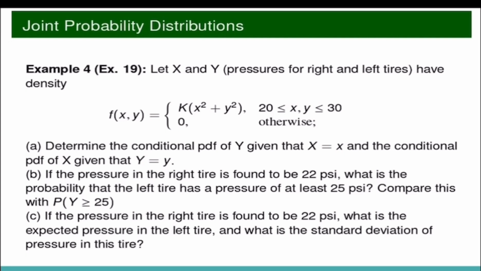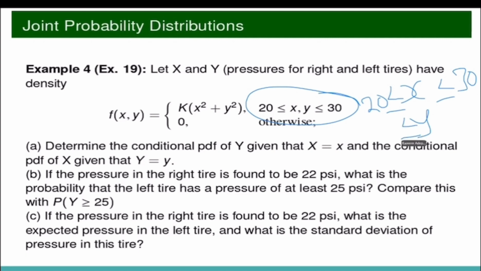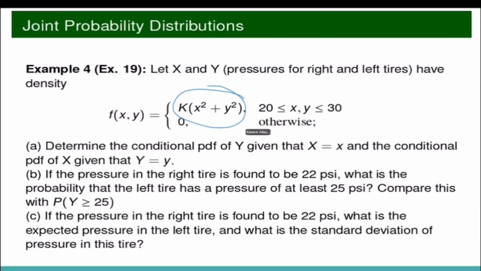Let x and y, the play-off for right and left tires, have density, where 20 is less than or equal to x, y less than or equal to 30. If you take a look at this, it's telling you x lies between 20 and 30. Y also lies between the same, because we're talking about a pair. We expect both the left tire and the right tire to have the same range. You get what I mean? Having decided that, take a look at the joint probability, where a constant k is there that needs to be decided.